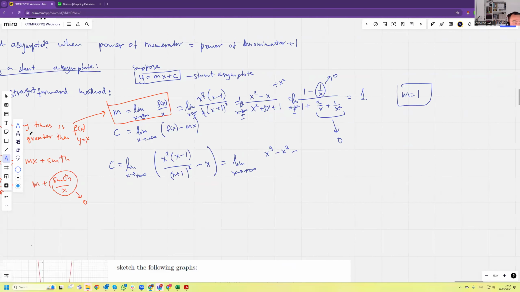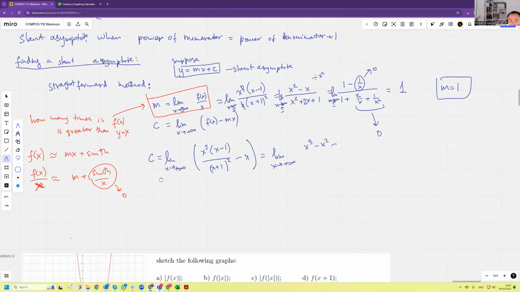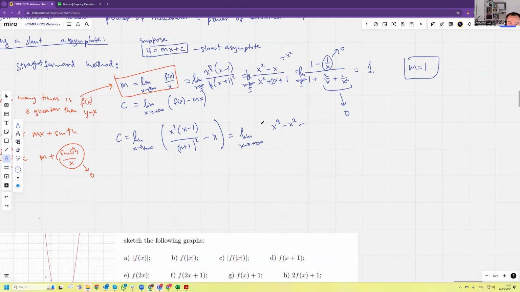Okay. Basically, we're saying that f of x is really close to mx. So yeah, that's what we call asymptotic behavior.